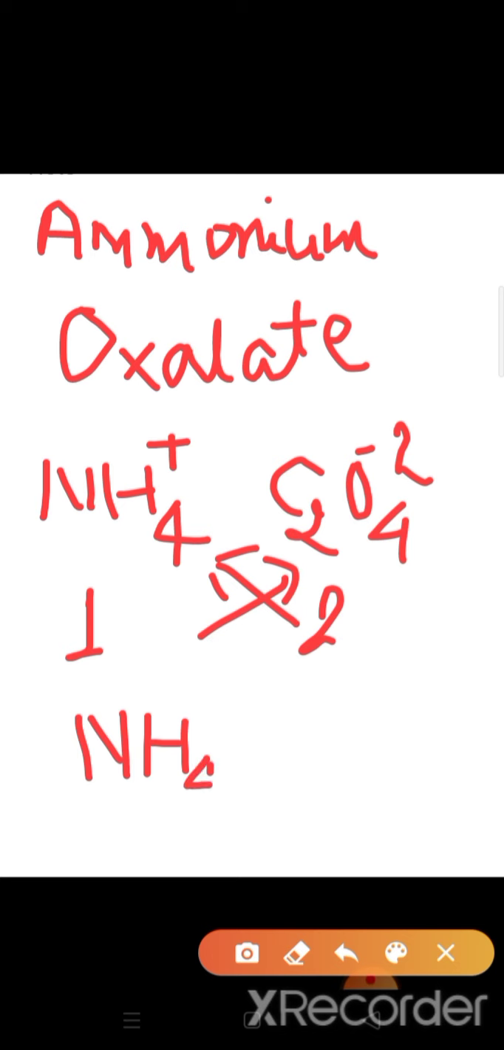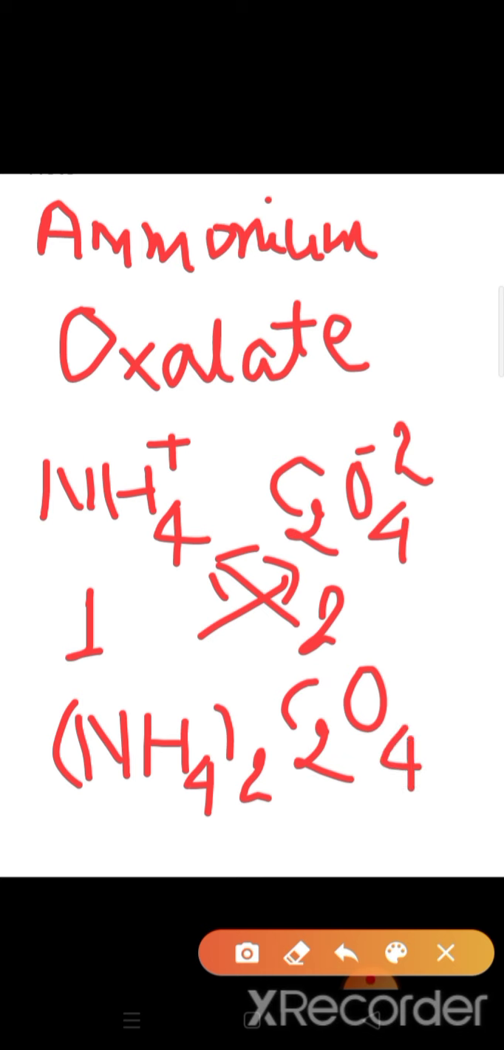These are some formulas of ammonium. Now we are going to discuss some difficult anions, just like chromate. What is the formula of chromate? The formula of chromate is CrO4 double negative.